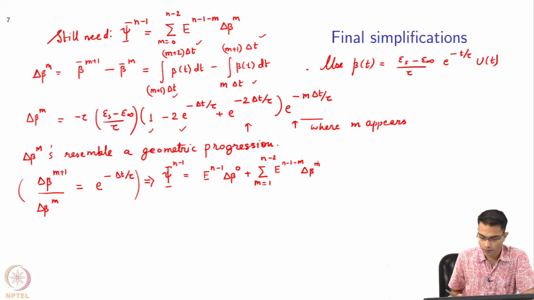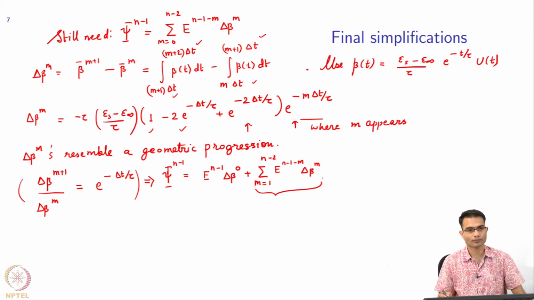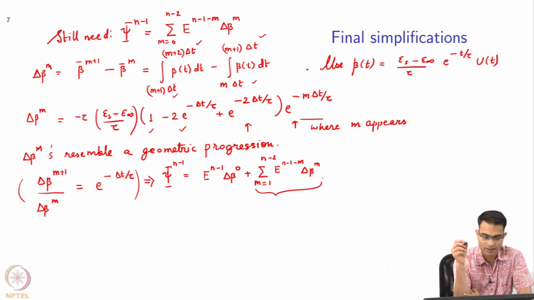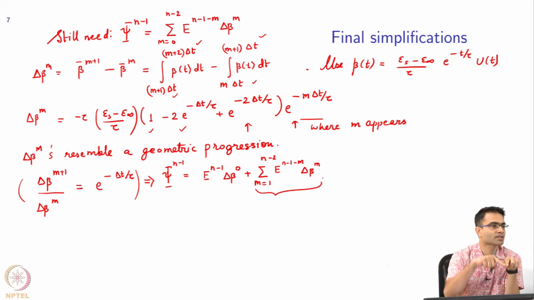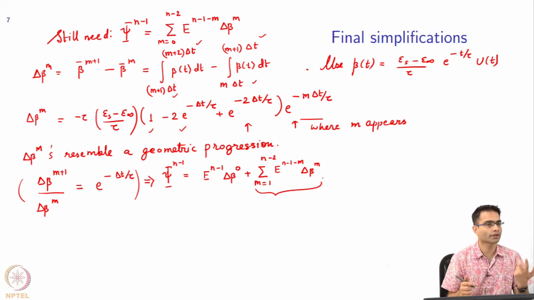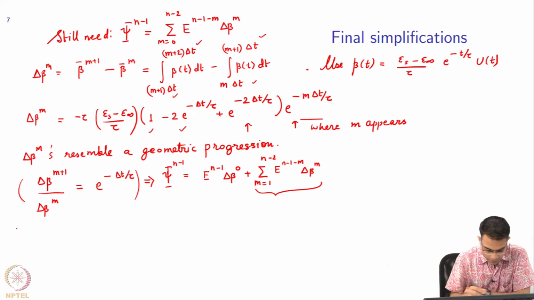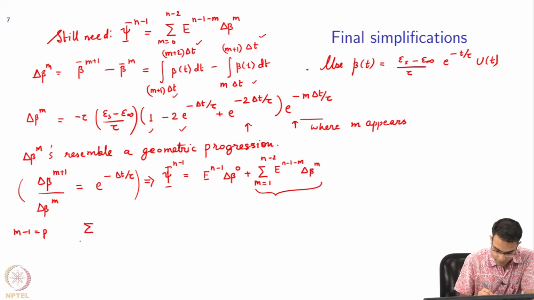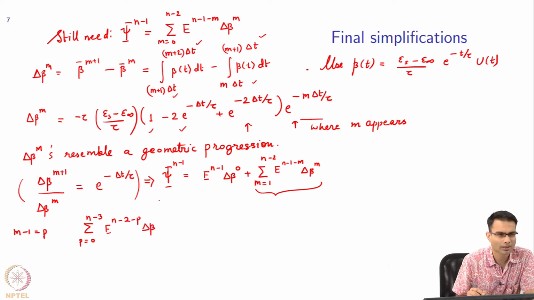I have not done anything great so far. Now, in this summation I can introduce a new summation variable. In the summation for psi n minus 1, my m was going from 0 to something, and the way I have written it now, m is going from 1 to something. If I want to bring it back down to 0, I need to introduce a new variable. Let us call it p, such that m minus 1 is equal to p. With that, this summation becomes p equal to 0 to n minus 3, and this becomes e n minus 2 minus p, delta beta p plus 1.